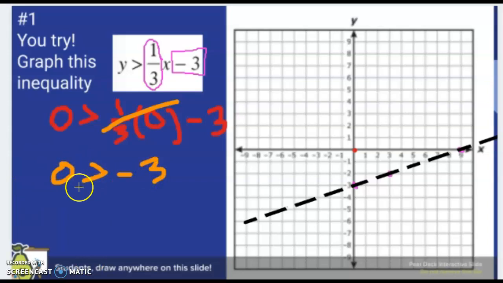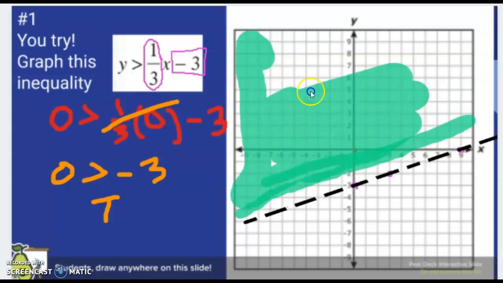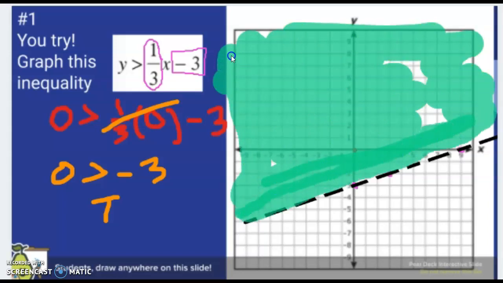0 is greater than -3, right? So that is a true statement. I'm going to take my highlighter, it doesn't matter what color you pick, and I'm going to shade on top. You can even change the size. I'm going to shade on top of my point and everything on this side of my line that I had initially drawn.